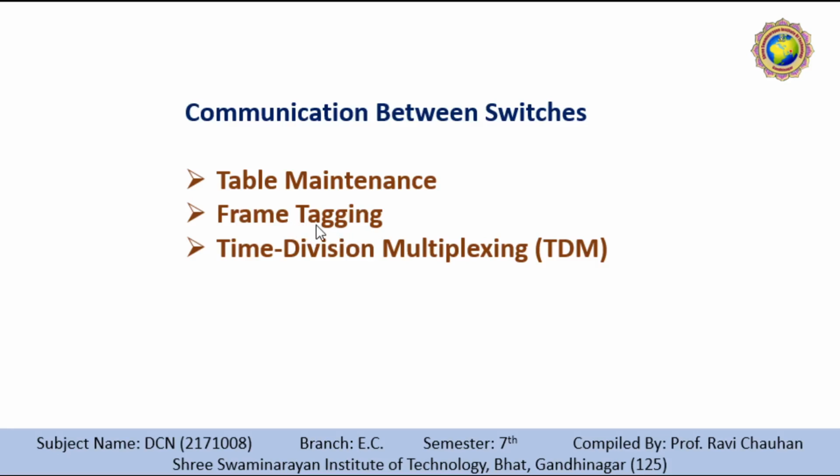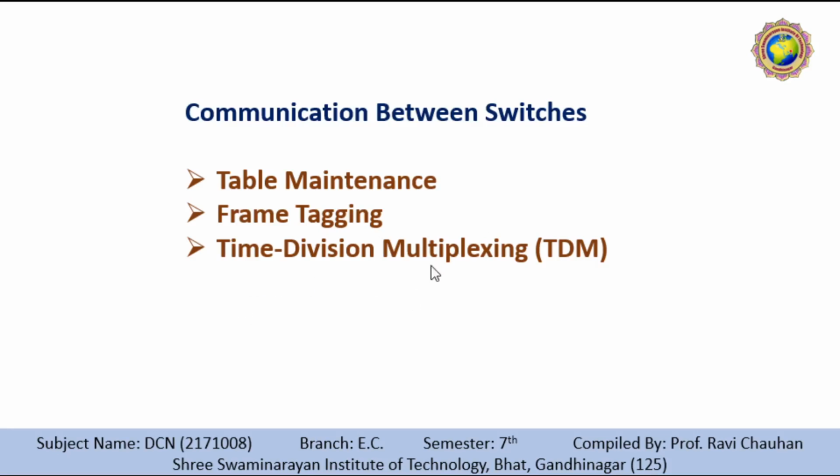Second is frame tagging. In this method, when a frame is traveling between the switches, an extra header is added to the MAC frame to define the destination VLAN. The frame tag is used by receiving switches to determine the VLAN that is to receive the broadcast message.